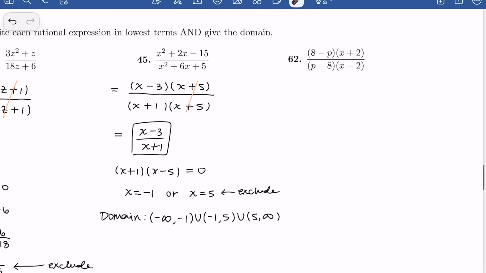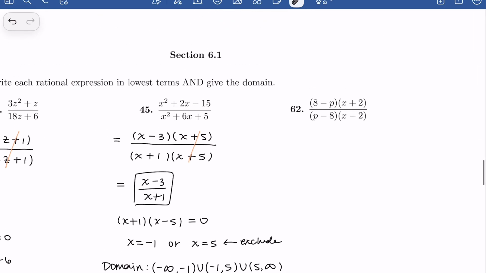All right, let's do the same thing for this last one. Now, we want to, again, write this in its simplest or lowest terms. We want to figure out if we can cancel anything in the numerator and the denominator. But notice this is already in factored form, and none of these share a common factor here.